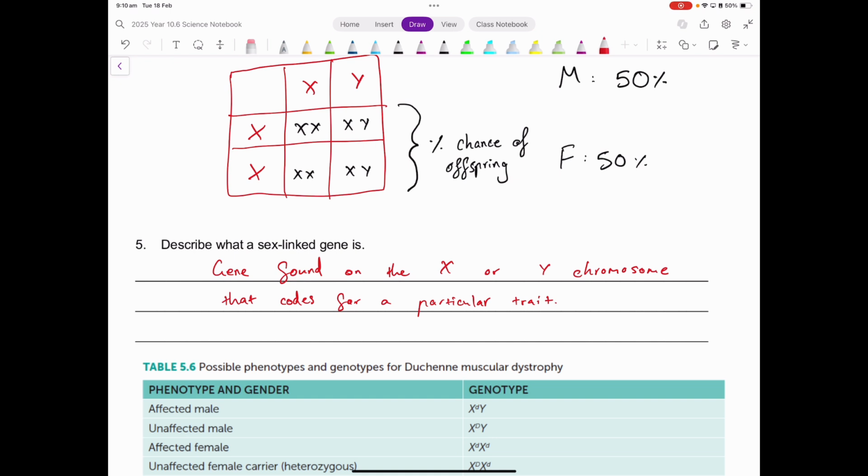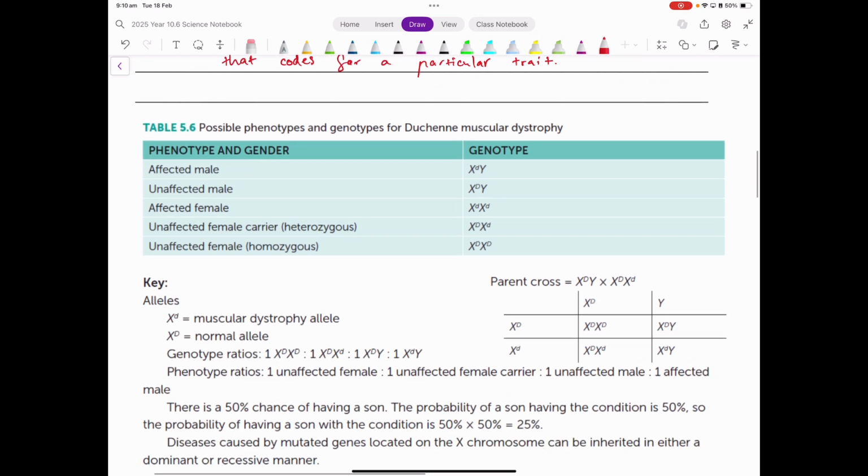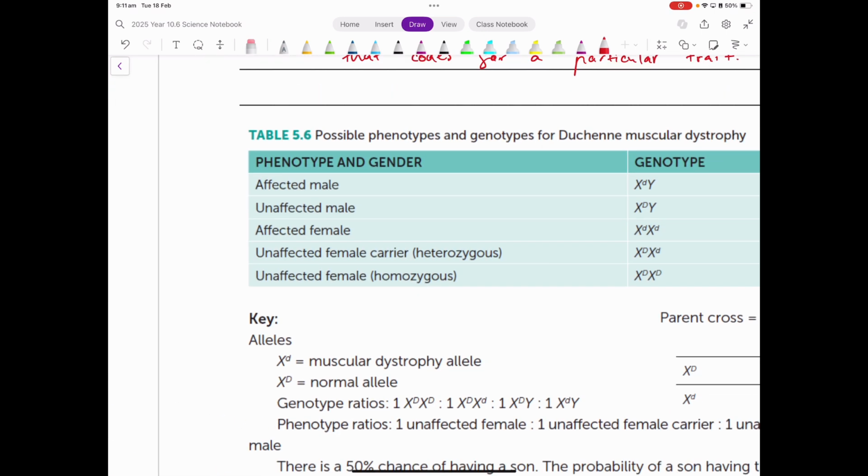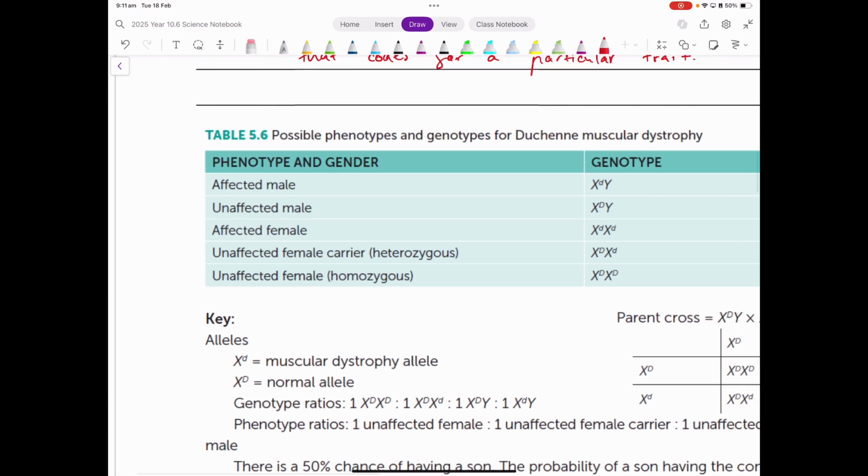Okay? So when we have a look at a particular example now, and this example is something known as Duchenne muscular dystrophy. It's basically where the muscles waste away. We can have a look, and there's a few different genotypes. So I want you to note here, yesterday we were representing everything with the alleles like A or a. We're doing the same thing today, except now we're putting it in the context of the sex chromosome.